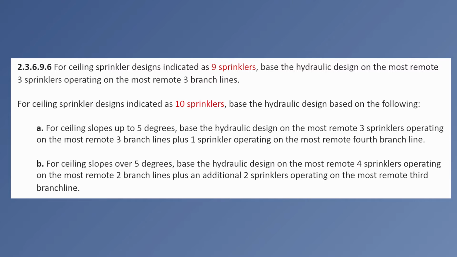When you go to 10 sprinklers, now it deals with the ceiling slope. And in paragraph form, it says for slopes up to 5 degrees, it's a 3, 3, 3, plus 1. Okay, easy, that's 9 plus the 1. For slopes above 5 degrees to their maximum limit, it is 4, 4, and 2. Significant impact to the hydraulics for the above 5 degrees for the 10 sprinkler.